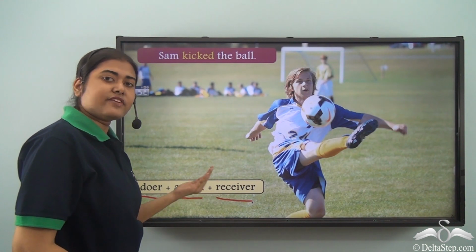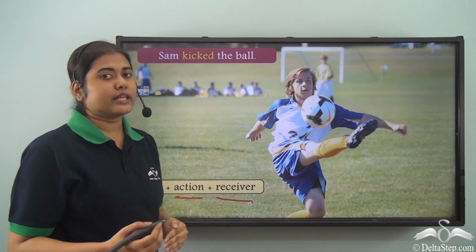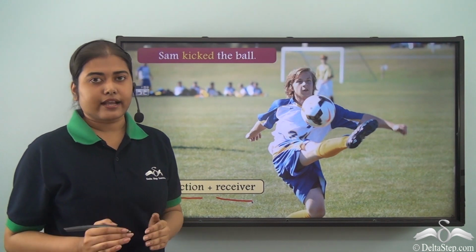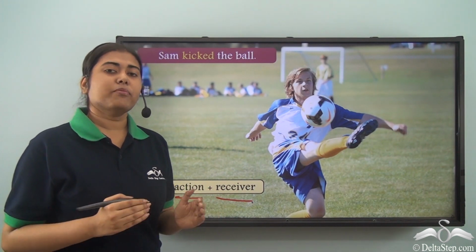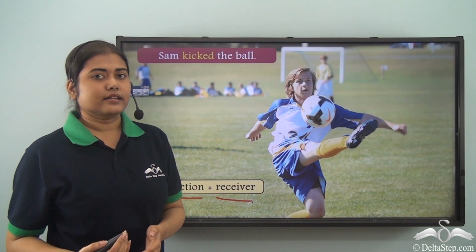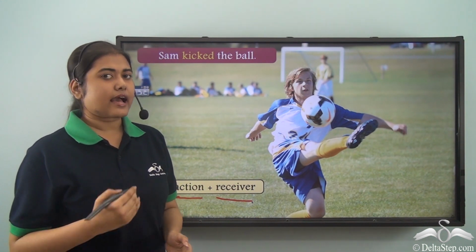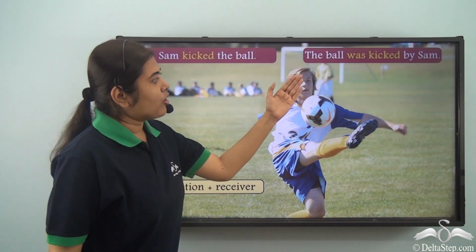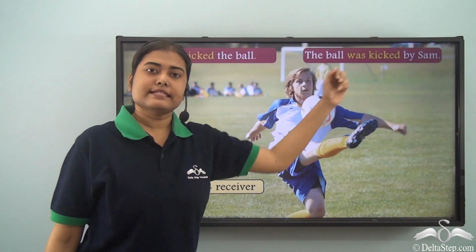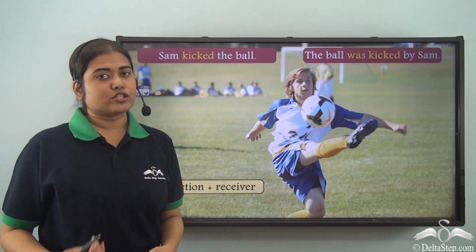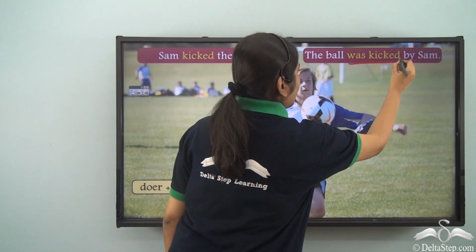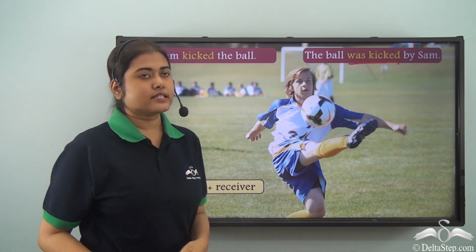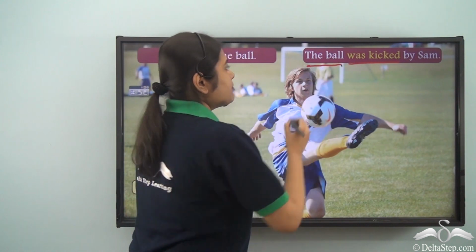So who is receiving the action and who is doing the action? So in a sentence we have three things. One, the action, then who performs that action, and the third, who receives that action. Now look at this sentence. The ball was kicked by Sam. Now in this sentence, what is our verb? Was kicked. Now if I ask what was kicked, my answer is the ball.